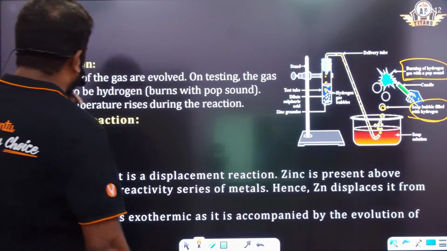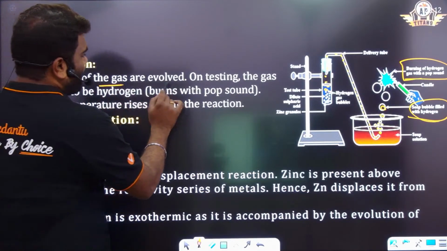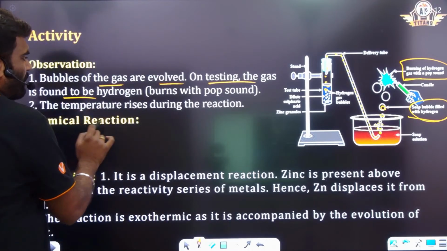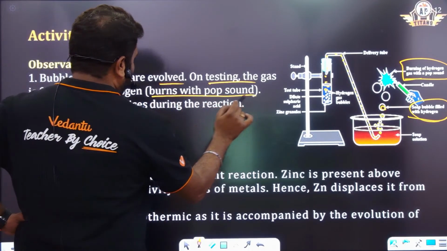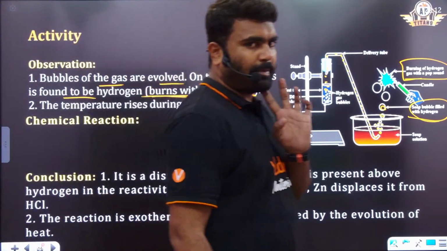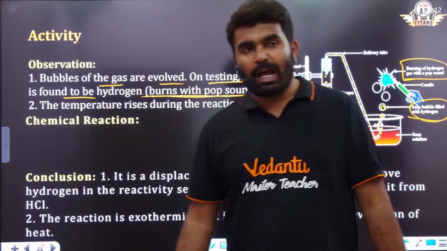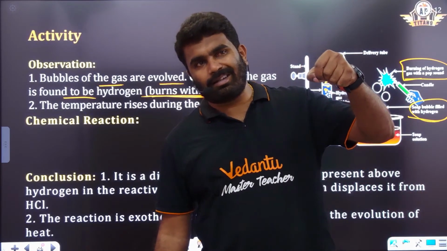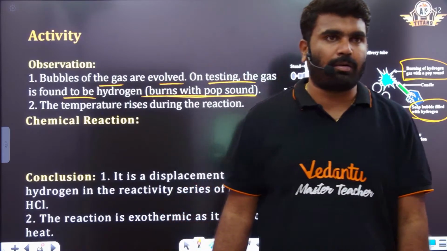Okay. So what is the observation, beta? Bubbles of gas are evolved in the test tube. On testing, the gas is found to be hydrogen, which burns with a pop sound. Dilute hydrochloric acid means adding a little water to hydrochloric acid.